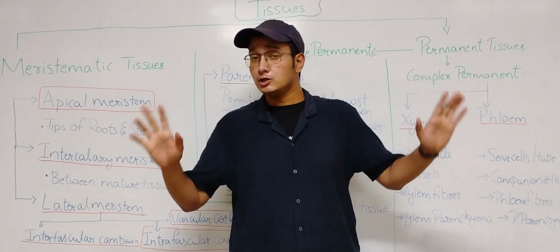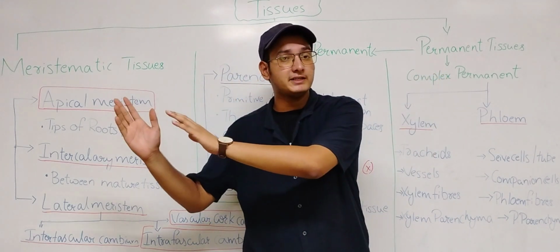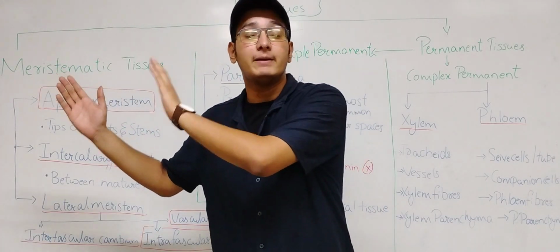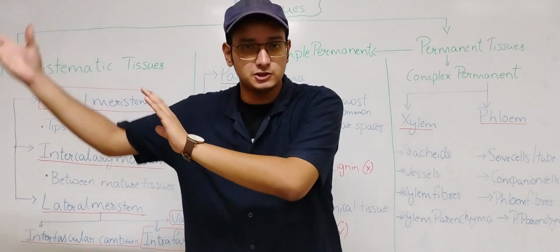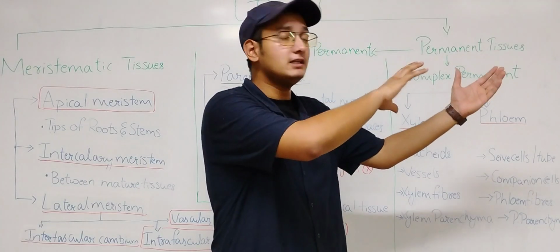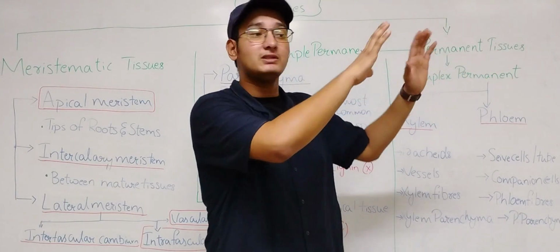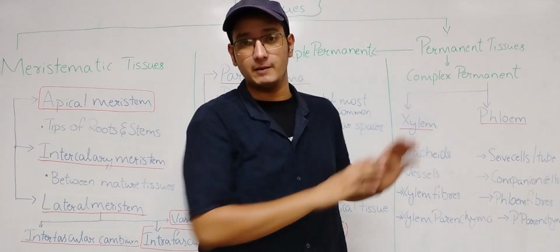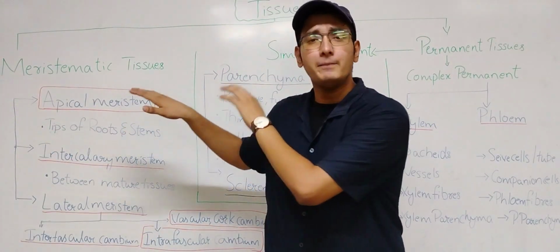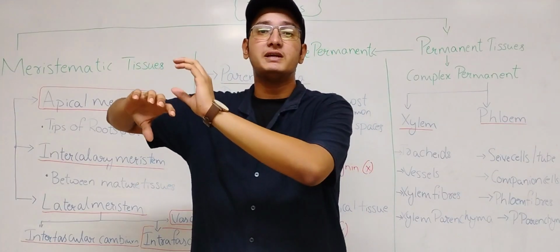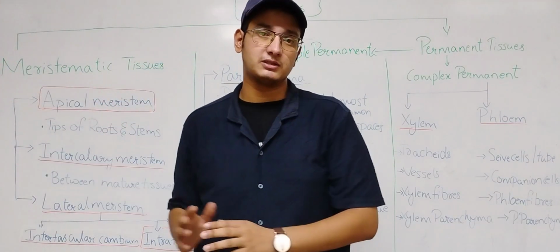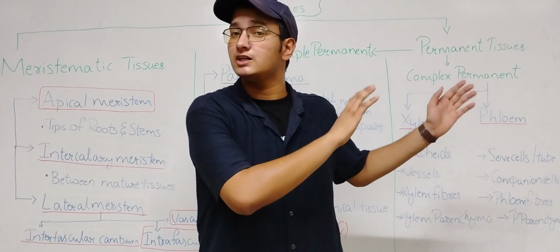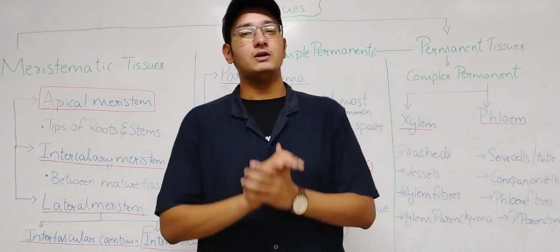There are two main kinds of tissues, the meristematic tissue and the permanent tissue. The main difference between them is that meristematic tissues have the ability to differentiate into different kinds of tissue, while permanent tissues don't have the ability to divide into different kinds of tissues. So they are permanent. If we take a parenchyma, it will divide into another parenchyma. That's it. But if we take an apical meristem, it has the ability to differentiate into other tissues. So that's the basic difference between them.